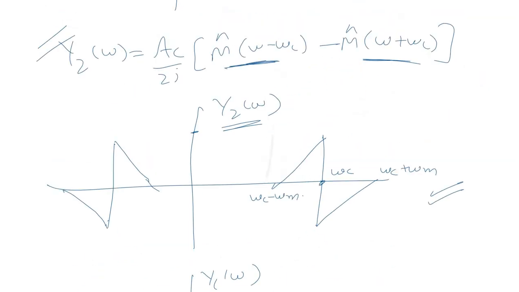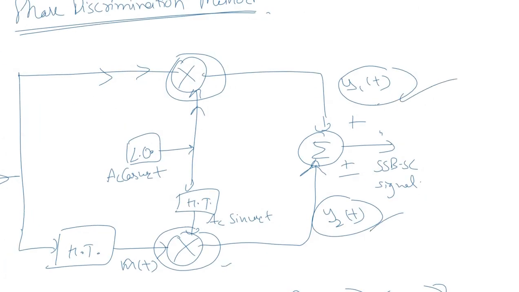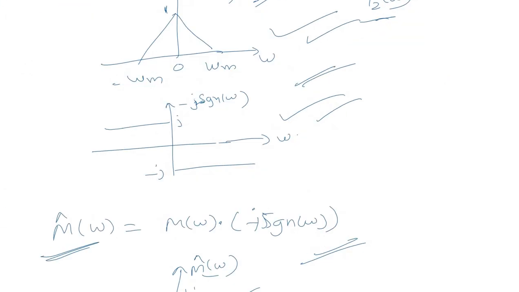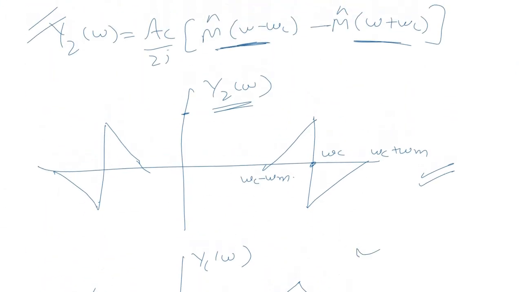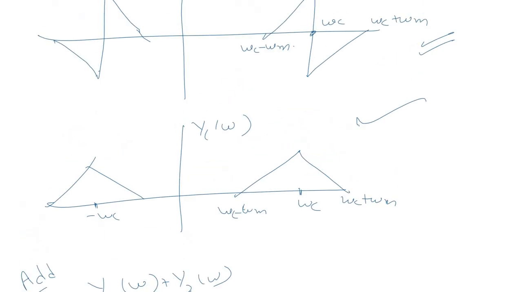Now if you analyze the circuit, we have signals y1(t) and y2(t). Those are finally added or subtracted, right? We have already seen the spectrum of Y1(omega) and Y2(omega). The spectrum of Y1(omega) is this, and the spectrum of Y2(omega) is this. Now the final step is either addition of these two or subtraction of these two. So if we add these two, that is Y1(omega) plus Y2(omega), what will happen?